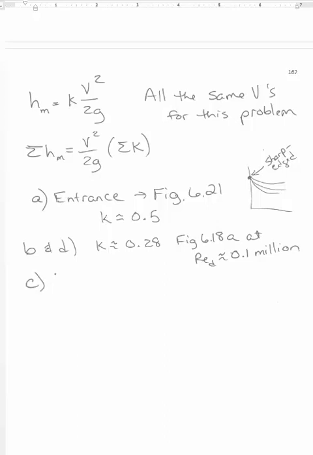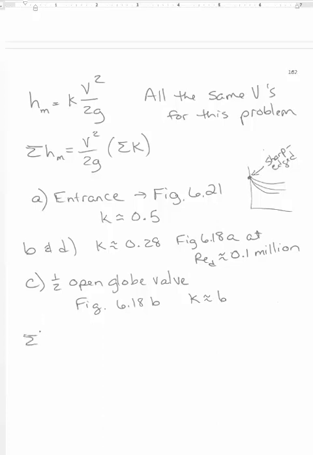C is a half-open globe valve, and again I have options on this one. I could use table 6.5. If I do that, I need to adjust it by the previous pages of the notes. It had an adjustment factor that I could adjust it for a half open. Or I can use figure 6.18B, and this is what I did. Looking at half open, it's going to just give me a K value of about 6. This is way off from what you would get using that other method, so just keep that in mind.